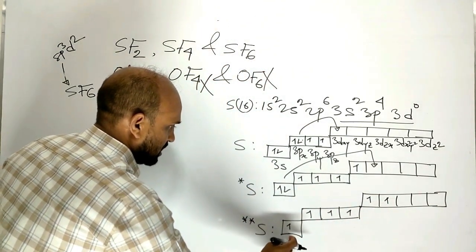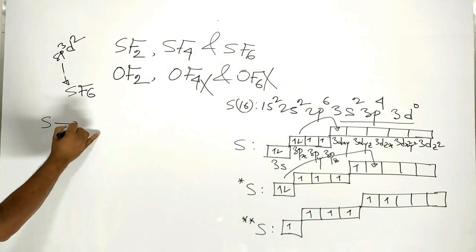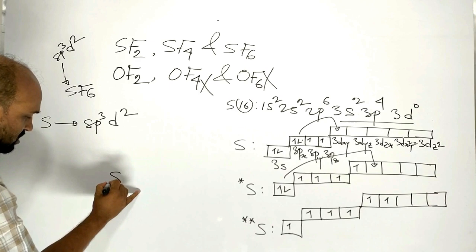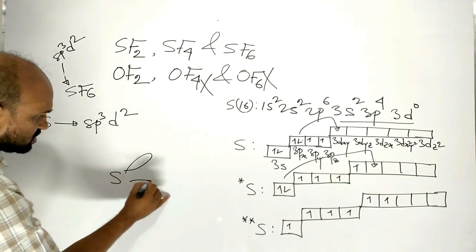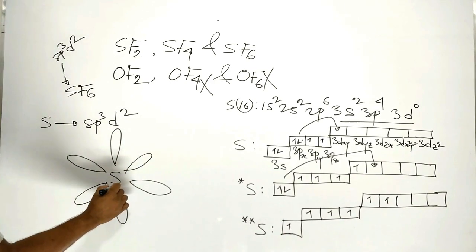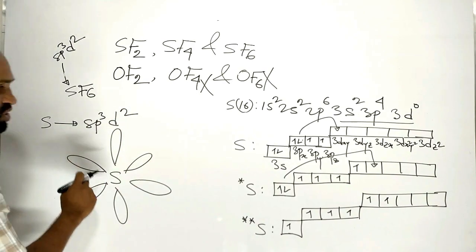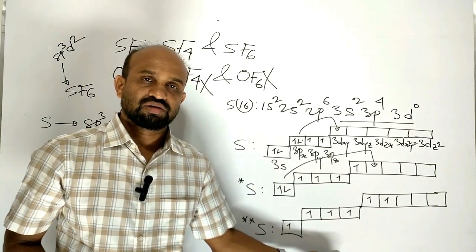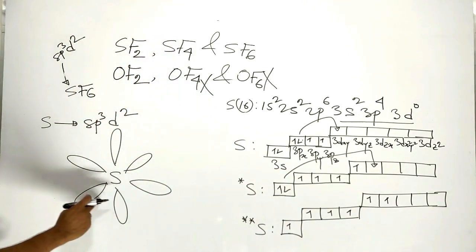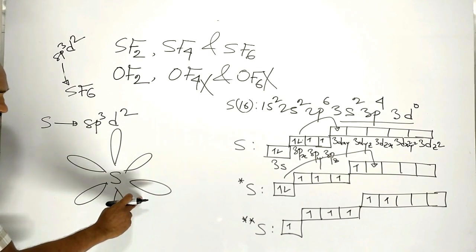So here sp3 and d2 hybridization occurs. So sulfur faces sp3d2 hybridization, and the orbital structure is like this: sp3d2, sp3d2, and so on. Total 6 orbitals, because 6 orbitals take part in hybridization, and after hybridization 6 orbitals are formed. Those are similar in structure and similar in energy.